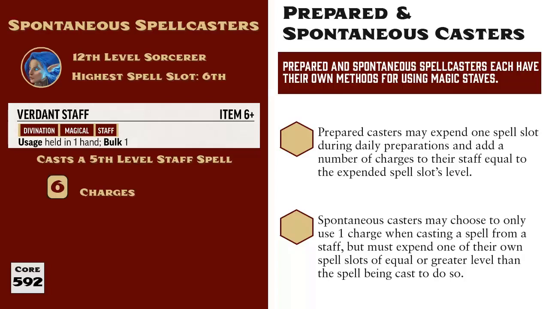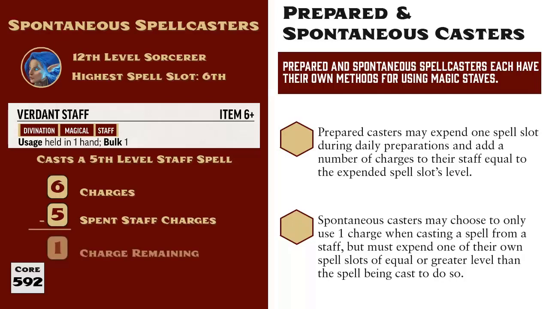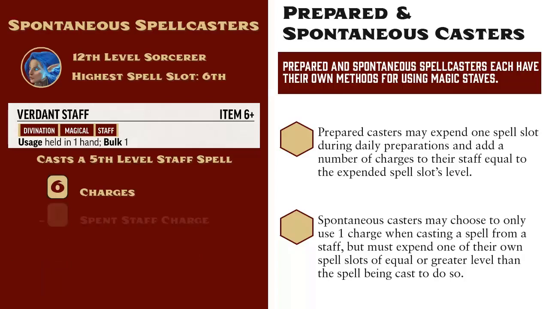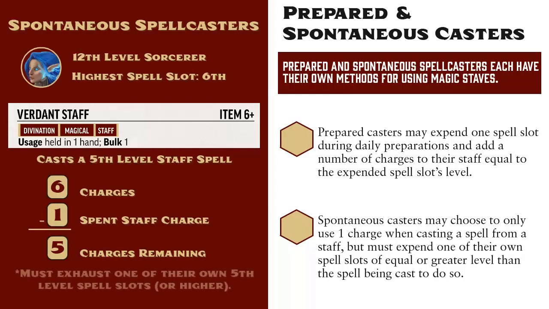They can either use 5 of the staff's charges to cast Wall of Thorns, leaving it with only 1 charge left for the remainder of the day, or they could spend only 1 charge from the staff, leaving it with 5 charges, but also need to spend one of their own 5th or 6th level spell slots to cast the spell. So prepared spellcasters get an extra bonus when preparing their staff, but spontaneous casters act in the moment and they get an extra bonus not when preparing, but when actually casting from their staff.